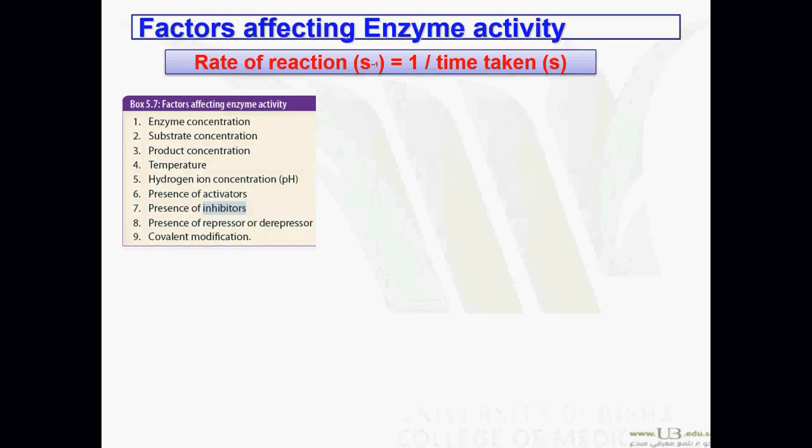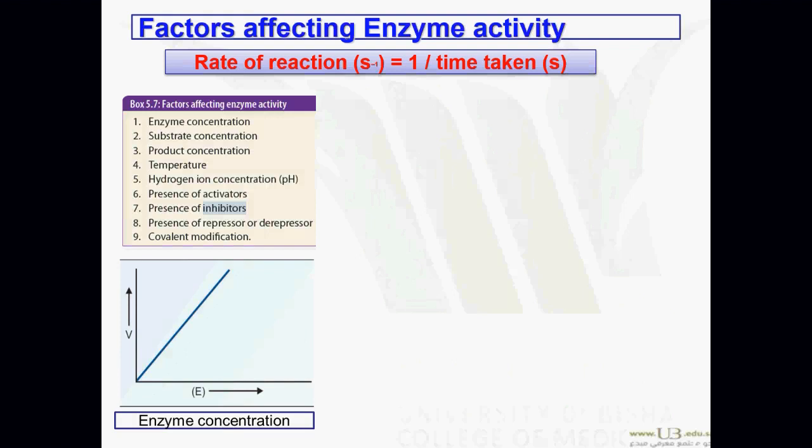One of them is the concentration of enzyme. Number two is the substrate concentration, then the product concentration, the temperature of the reaction medium, and the hydrogen ion concentration or the pH of the media, and the presence of activators or the presence of some inhibitors in some cases, or the presence of repressors or depressors, or the covalent modification which can take place due to any conditions, whether intentionally needed or unintentionally present as a situation of the action. So we'll take examples of these different factors.